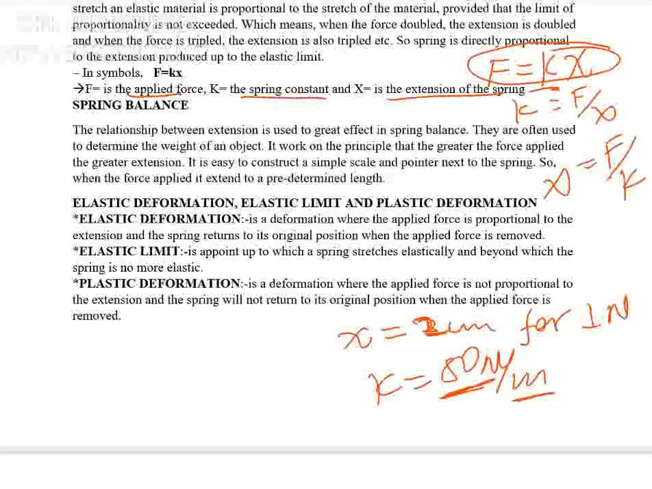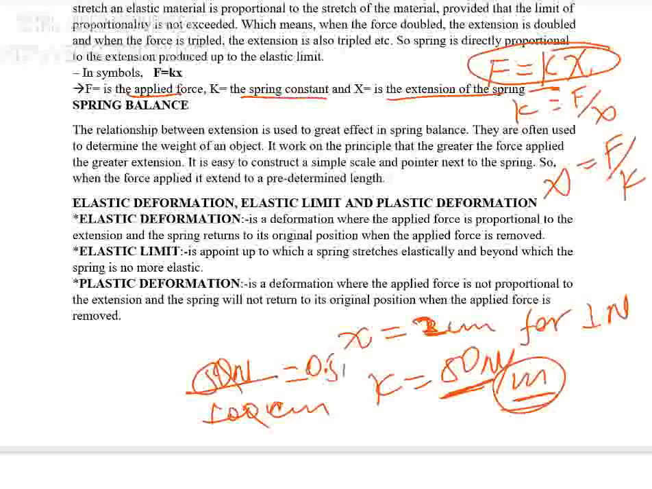If we multiply both by 100, because this one is meter, if you change to centimeter, 50 Newton divided by what? 100 centimeter. And then finally the 0 is cancelled, 5 over 10. That means it's what? 0.5 Newton per centimeter. This indicates that for 1 centimeter extension, we need 0.5 Newton. And by using this, the spring balance is designed.